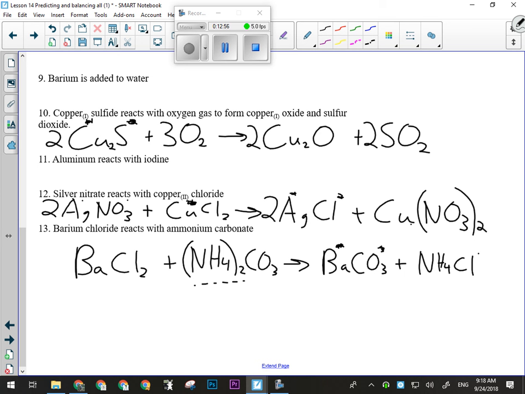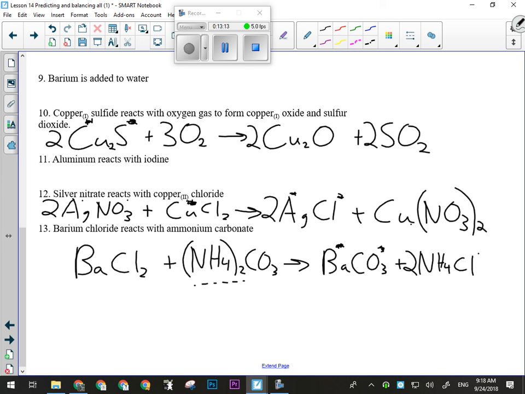Everybody with me there? Okay, so now I have to balance the whole reaction. Chlorine and ammonium are both 2's on the reactant side, which means that a 2 here will balance the whole reaction.